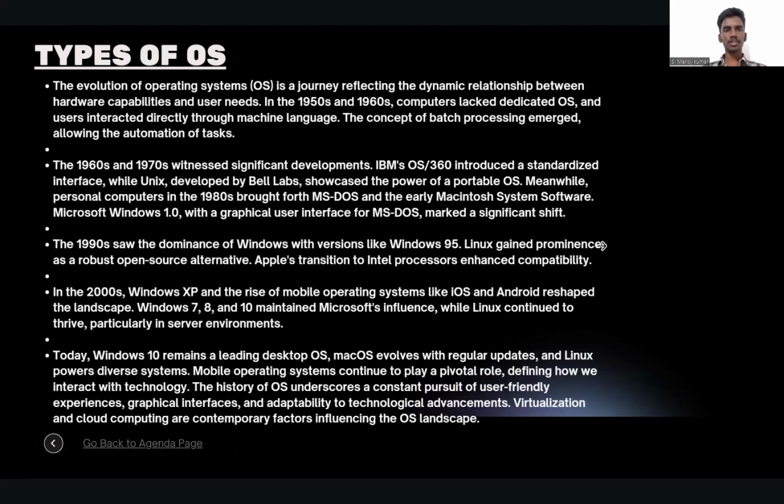The evolution of operating systems is a journey reflecting the dynamic relationship between hardware and its capabilities. The OS journey from 1950s machine language to today's Windows 10, Mac OS, Linux, and mobile OS reflects dynamic hardware-user interplay. Batch processing, Unix, MS-DOS and Windows evolution, Linux rise, and mobile dominance mark key epochs. Adaptability to tech advancements remains paramount. Today Windows 10 remains a leading desktop OS. Everyone tends to use it because Mac OS is really high in price, and Windows is easy to get and use.